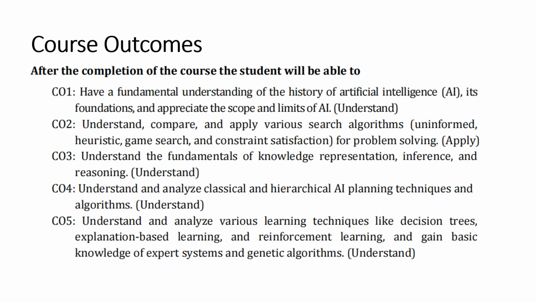And the fifth course outcome is learning techniques and intelligent systems. Students will be able to understand different machine learning techniques, including decision trees, explanation based learning, reinforcement learning, and also gain basic knowledge of expert system and genetic algorithm. So students will be able to analyze how AI system learn from data and experience. So this outcome introduces students to how machines improve performance over time.